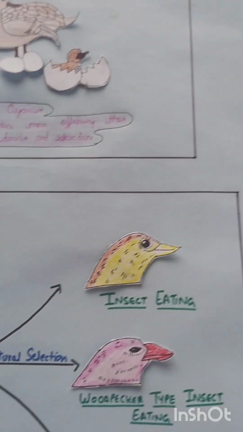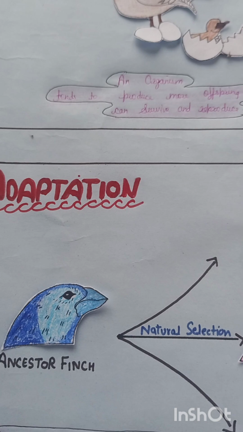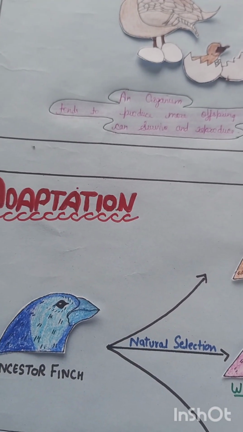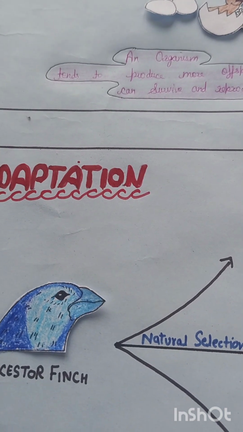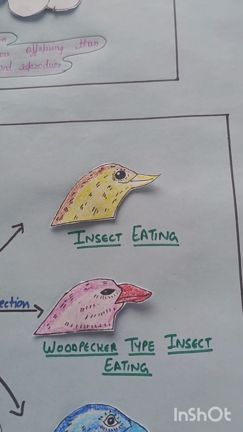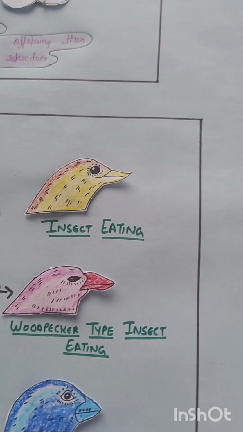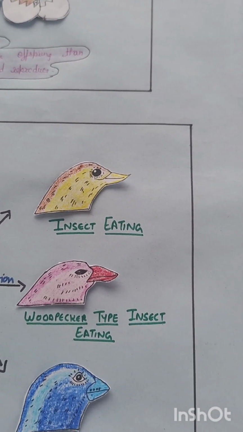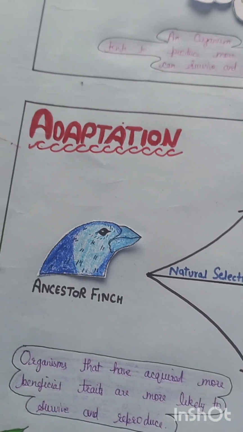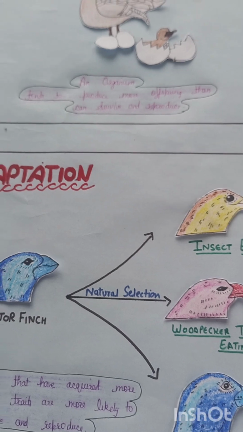Then the third one is adaptation. You can see that organisms that have acquired more beneficial traits are more likely to survive and reproduce. So you can see the example of the ancestor finch. Then they have evolved into different kinds of finches by natural selection, like insect eating, woodpecker insect eating, then seed eating, etc. You can see adaptation, how these have adapted themselves according to the environment and they have survived.